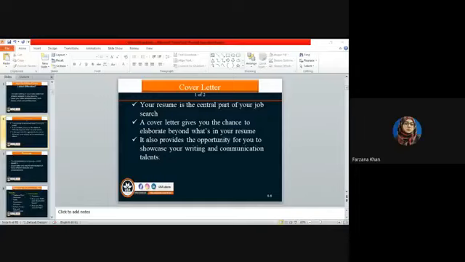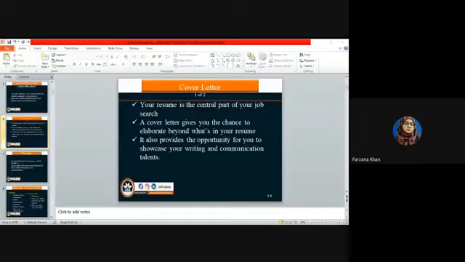So, your resume is the central part of your job search. However, a cover letter gives you a chance to elaborate beyond what's in your resume and focus the employer's attention on the skills and experiences you have that directly relate to the position. So here you will tell your skills and experiences which relate to the position for which you are going to apply. The purpose behind this is to convince your reader.